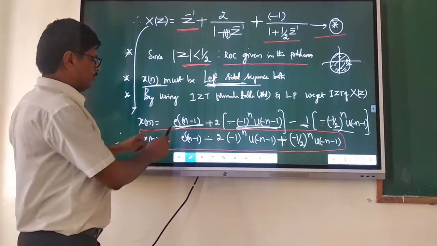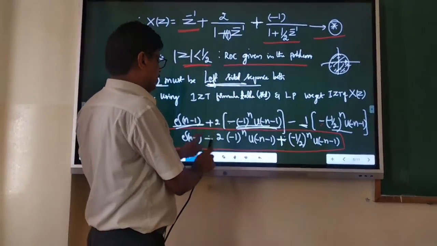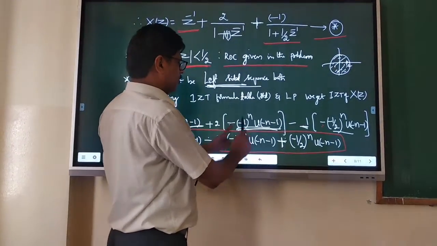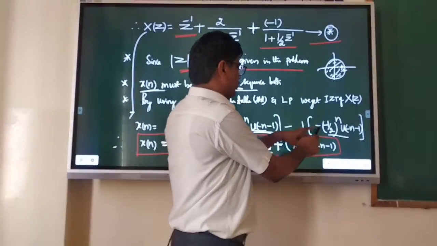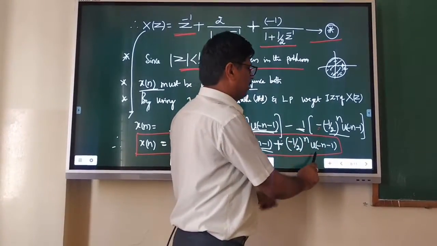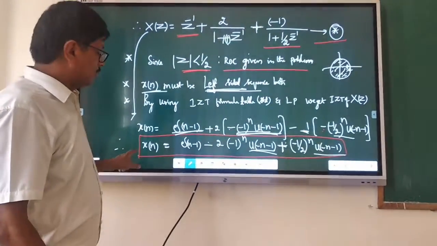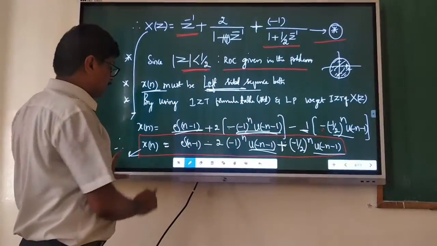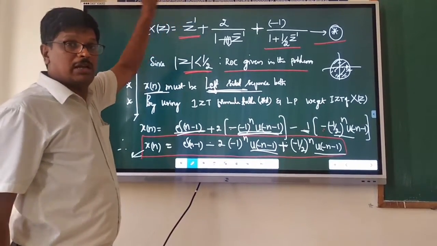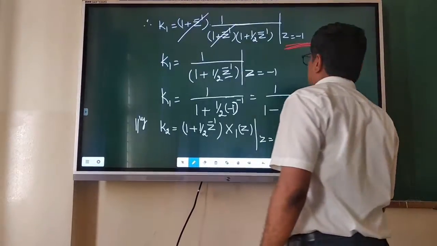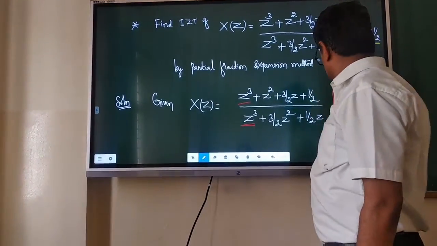Then in the end, simplify. The original sequence x of n is equal to delta of n minus 1. This is minus into plus is minus 2 minus 1 to the power n u of minus n minus 1. This is a left sided sequence. Then here also minus 1 by 2 to the power n u of minus n minus 1. This is how we can get the original complex signal x of n from the complex process x of z. X of z is this. Big X of z. This is right.